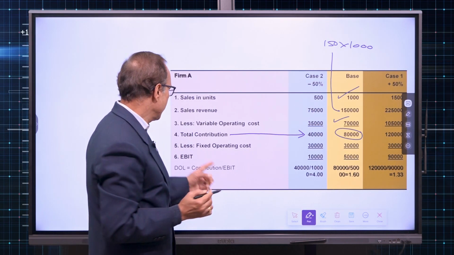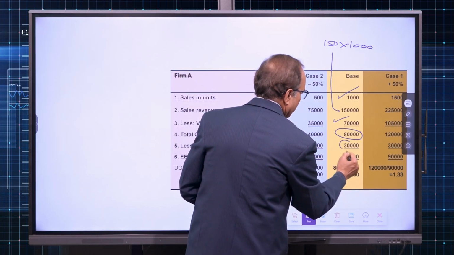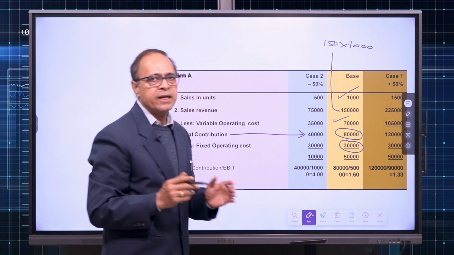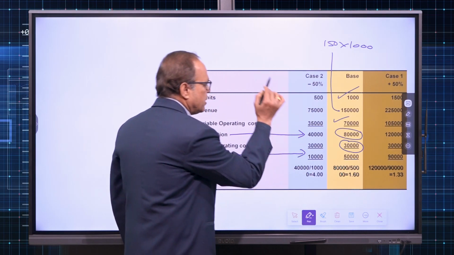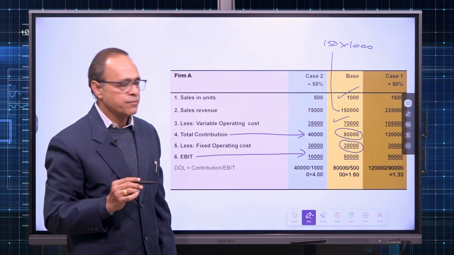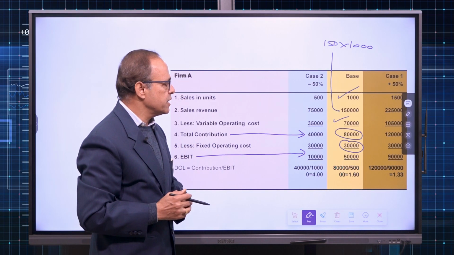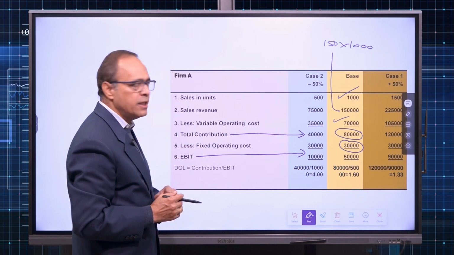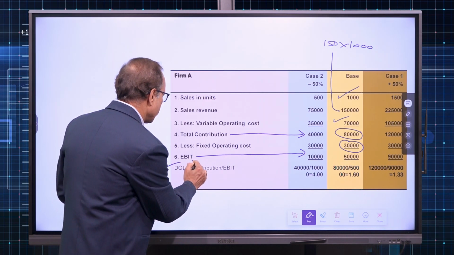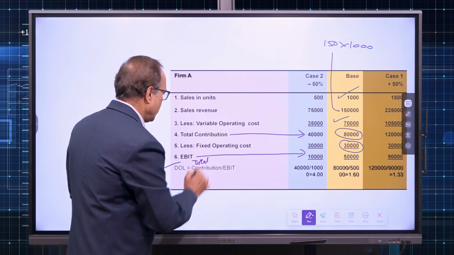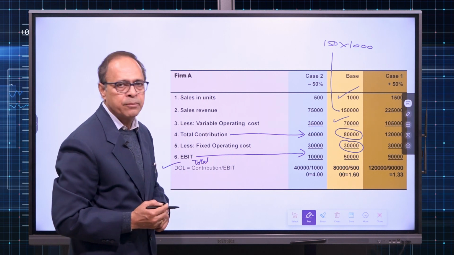Now what is left? We are given fixed operating cost, and fixed operating cost is 30,000 for Firm A. So 80,000 minus 30,000, we get EBIT 50,000. So at the base level of sales, which is 1000 units, what is my degree of operating leverage? Simply, degree of operating leverage is total contribution divided by EBIT. The formula is there with you. Total contribution divided by EBIT, and we get 80,000 divided by 50,000, 1.6.